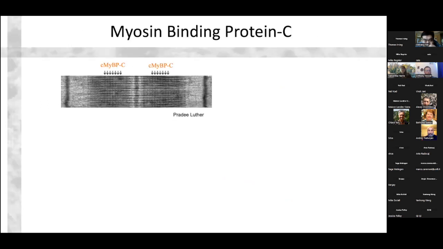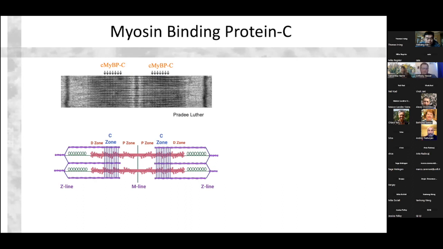Okay, so myosin binding protein C, we've heard a lot of speakers talk about myosin binding protein C. We're all aware that it's in the C zone of each sarcomere associated with thick filaments in a series of stripes, as shown here in this electron micrograph by Pradeep Luther, which is a misspelling there. And then the cartoon with C protein in the C zones here.